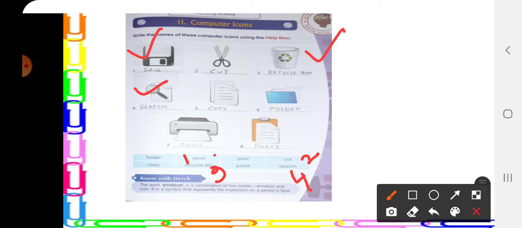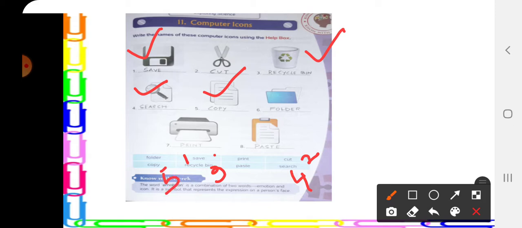And here in number 5 you can see that there are 2 pages, okay, and one is folded slightly, so that means it is copy. This picture represents copy, like when you are copying and pasting it somewhere. So this picture represents copy. So if you press on this, this is going to copy everything whatever you have done. So this stands for copy, number 5.